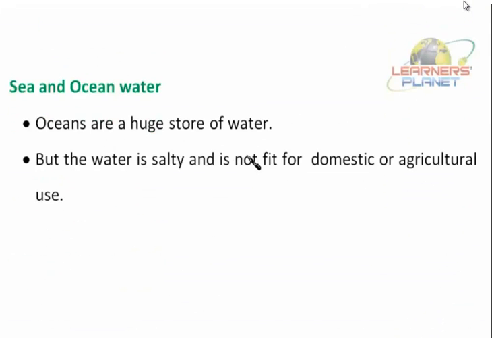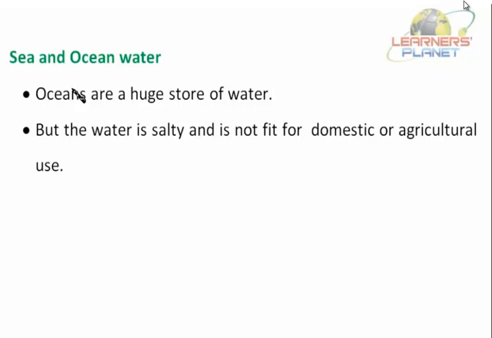Other than this, we also obtain water from sea and ocean. So oceans are a huge store of water, we know it very well. But the water is very salty and it is not fit for domestic or agricultural use. And so the treatment of water, the salty water, is very expensive. Though it can be used if it is treated well, we can get the pure form of water, right?